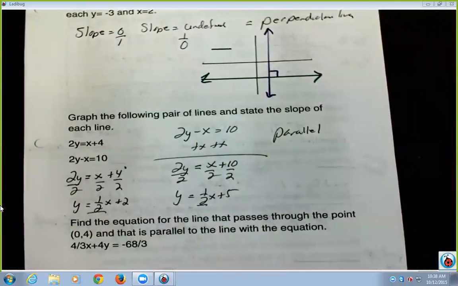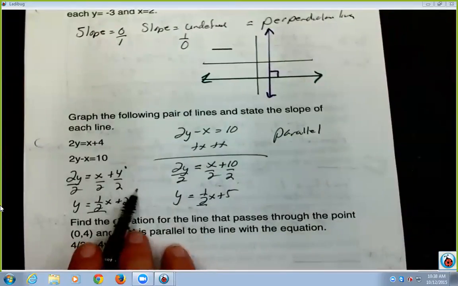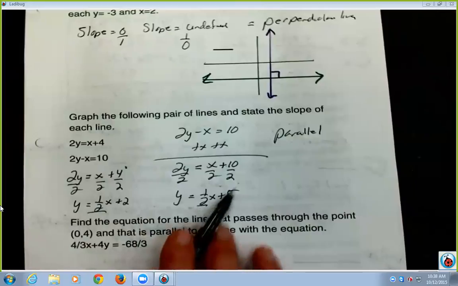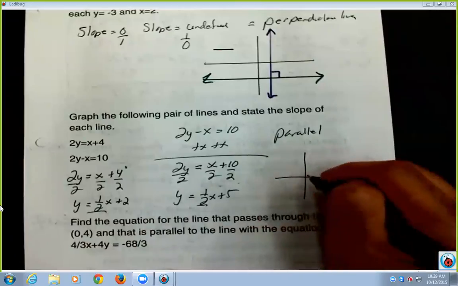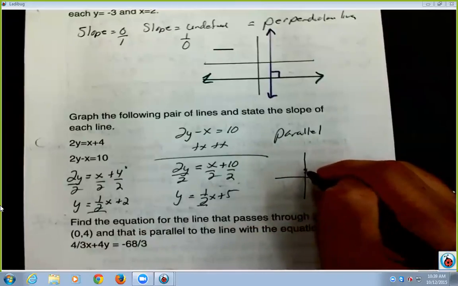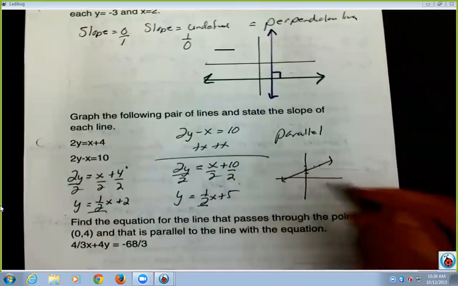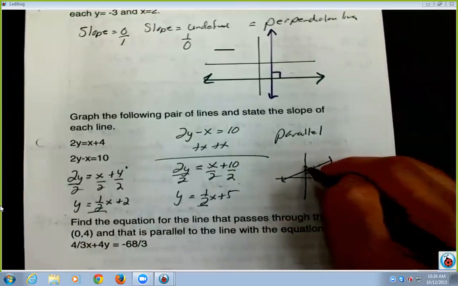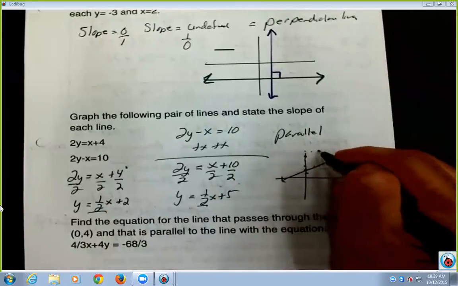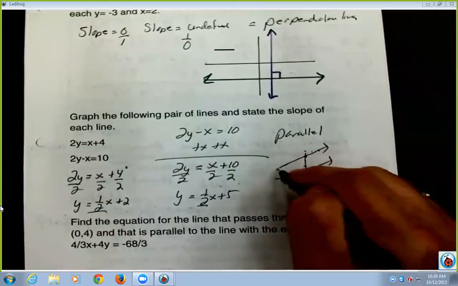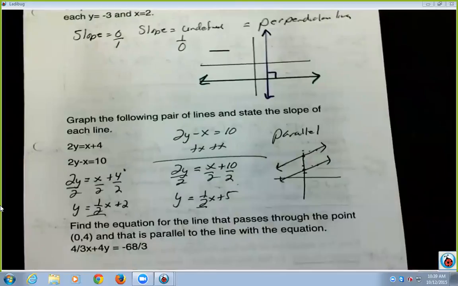Okay, so what's going to happen with these, we're up at 2, we're going to have up 1 and over 2. This one, I'm going to be up at 5, and we would end up with 2 parallel lines. This one's going to be up at 2, and we go up 1 and over 2. Next one's up at 5, and it goes up 1 and over 2, and you end up with 2 parallel lines with your graphing. Okay.